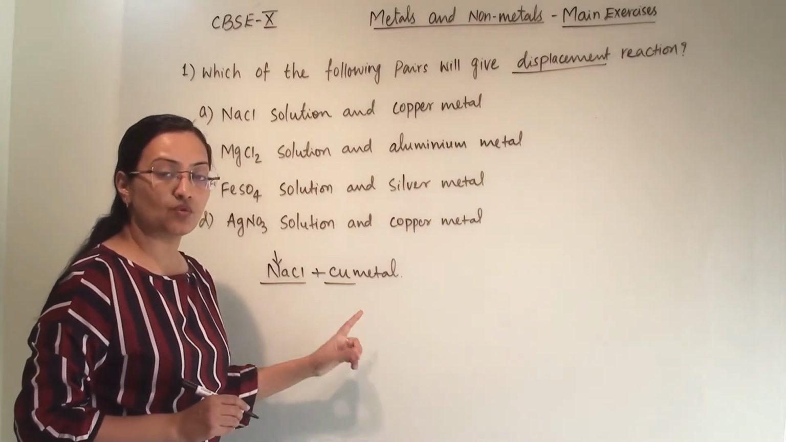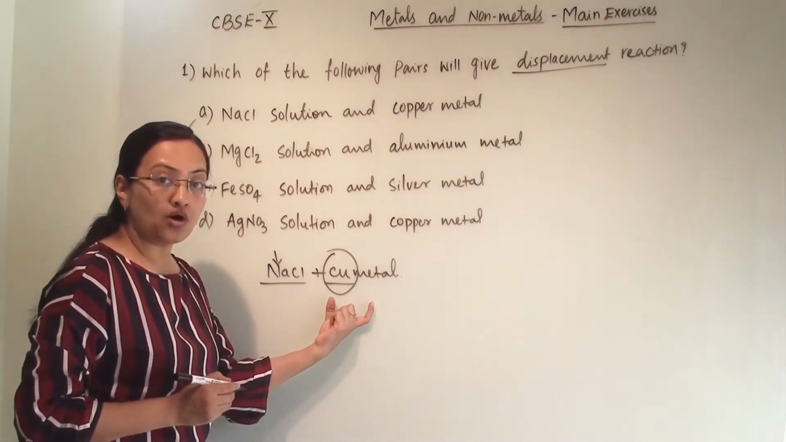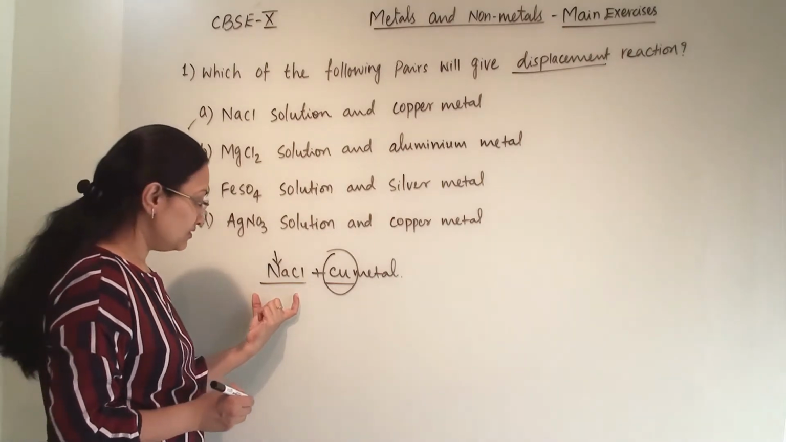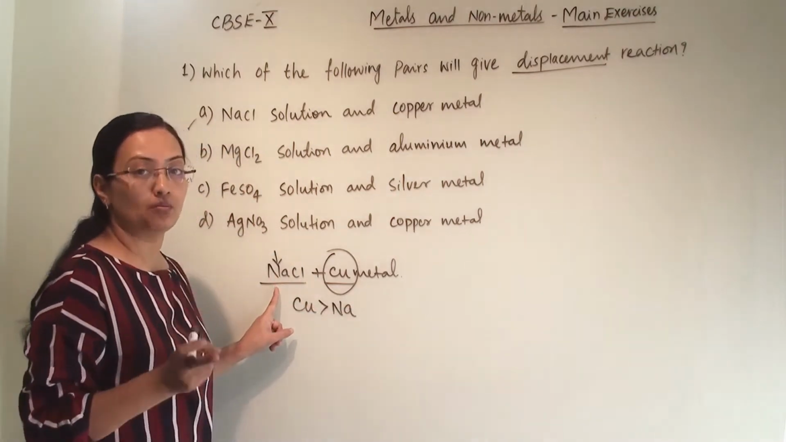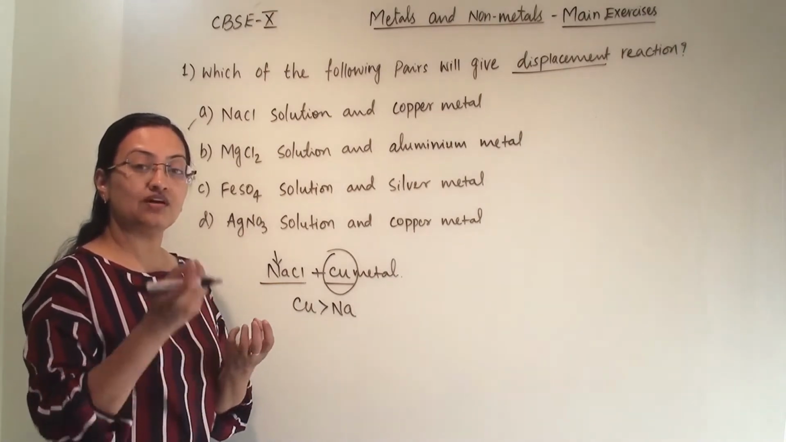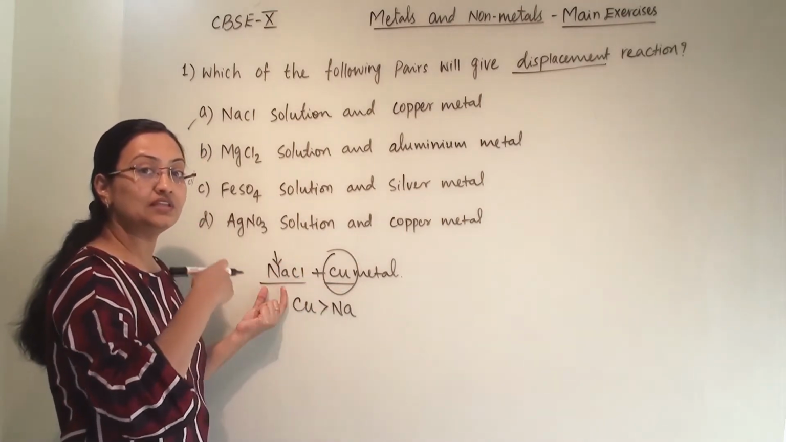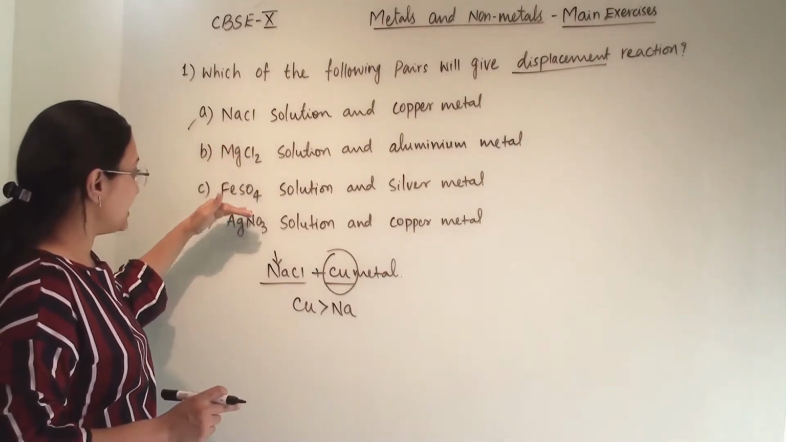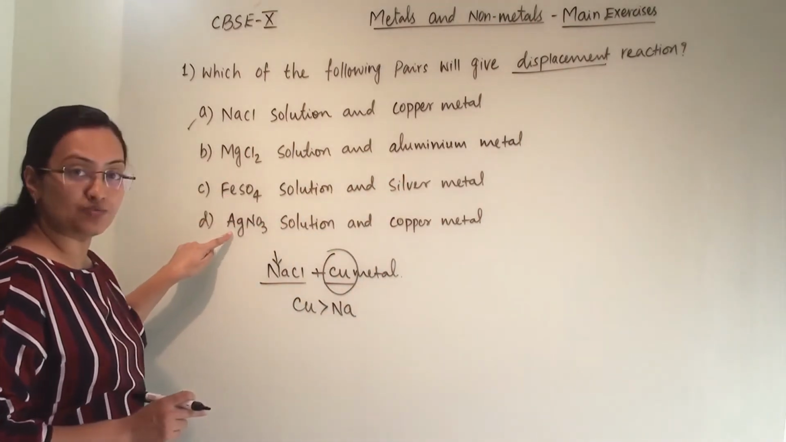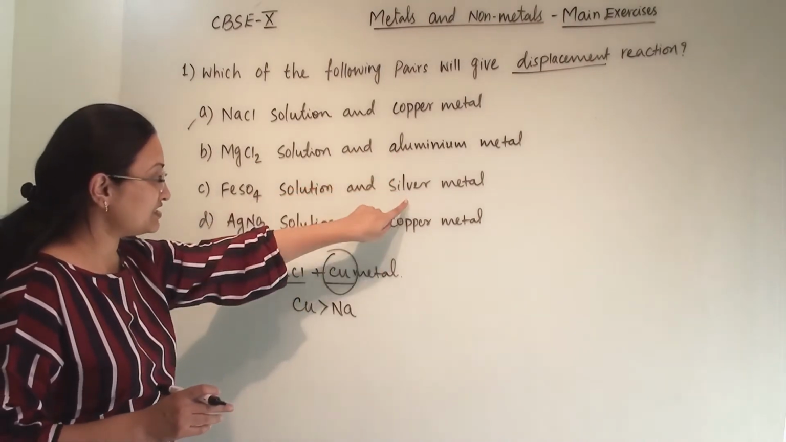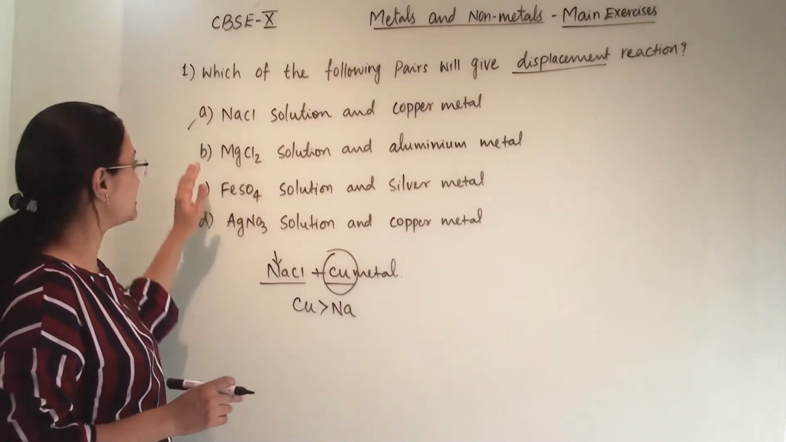And what is the condition for displacing this metal? This metal should be more reactive compared to this metal. That means copper should be more reactive compared to sodium, then only it will displace sodium from the compound. Whenever you are breaking a compound and keeping another metal in the place of this metal, it should be more reactive compared to this. Then only that displacement will happen. In each case, we have to see whether this metal is more reactive compared to the compound's metal or not. If yes, then it will displace. If not, then it will not be able to displace the metal in the compound.